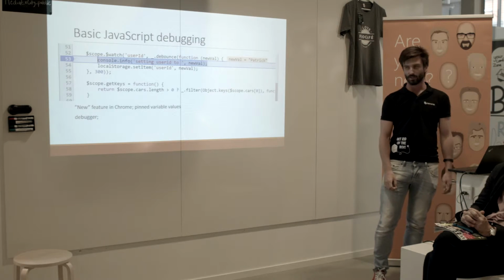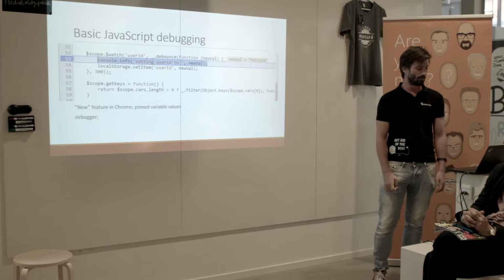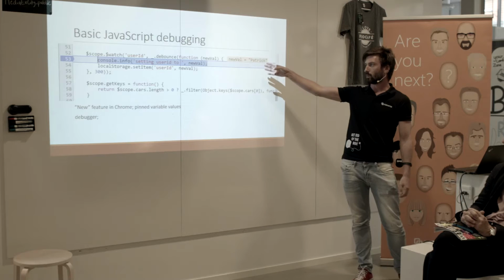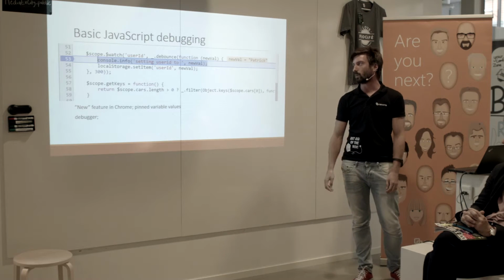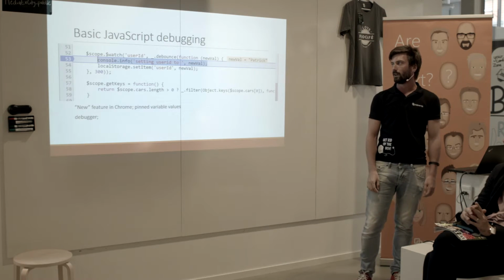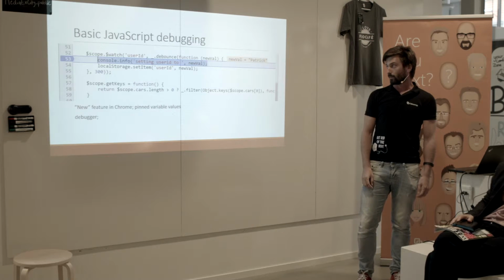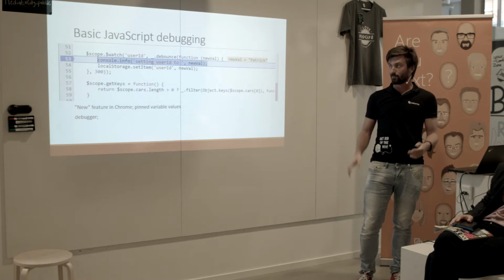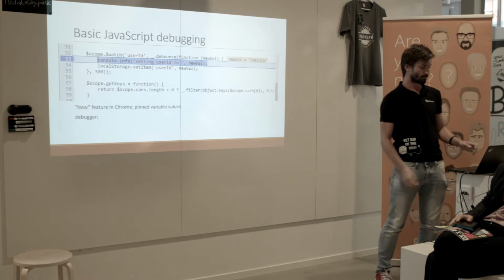So, basic JavaScript debugging. Here we have some code, and this is in Google Chrome. When you break, you actually get a tooltip with all the variables and their values. And if you hover over variables, you can see their values and so on.